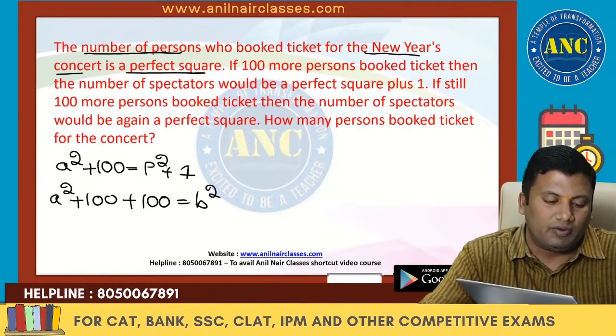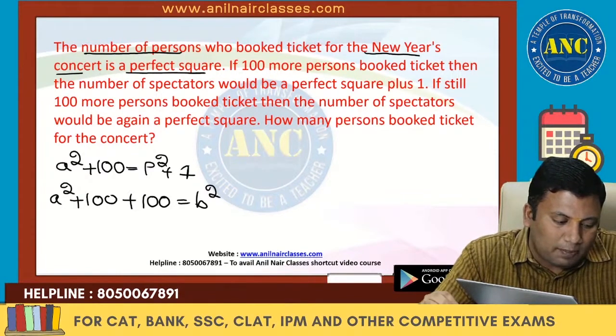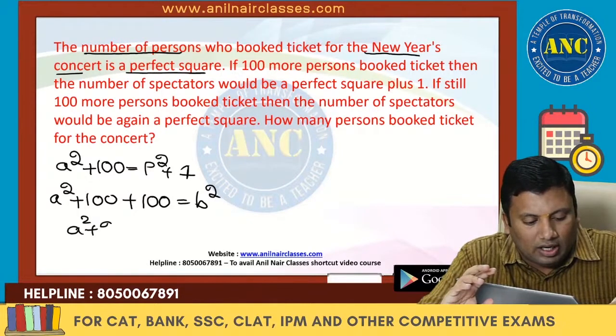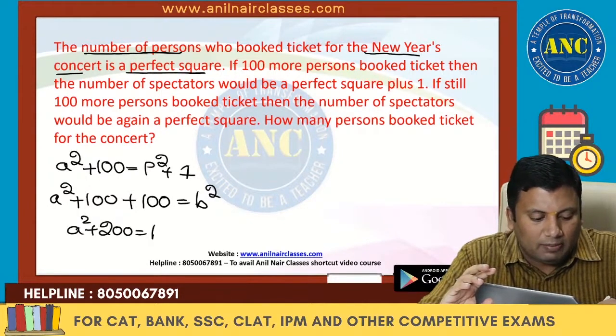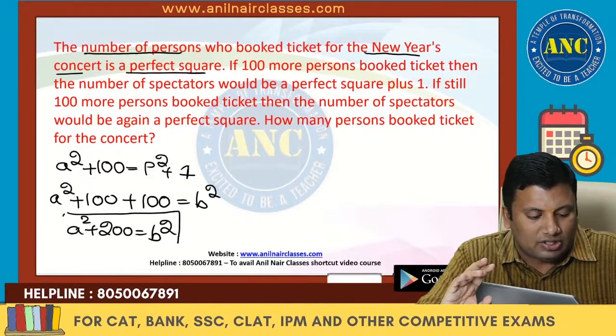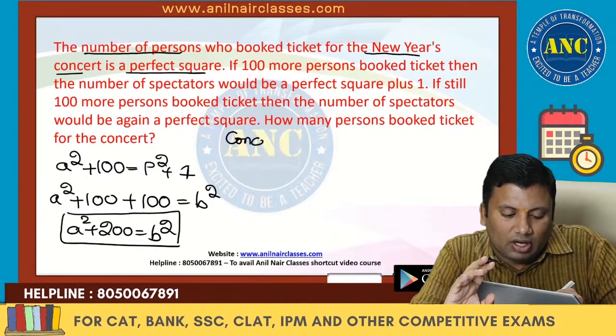These are two equations. a square plus 100 is b square plus 1, and a square plus 200 is b square. So a square plus 200 is nothing but b square. Now we will see a concept, then we will come back and solve this question.